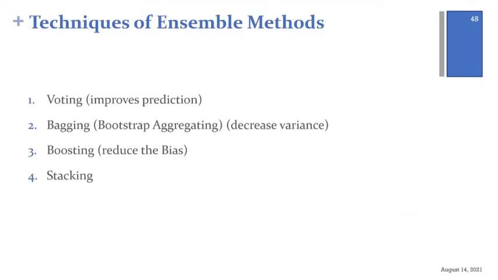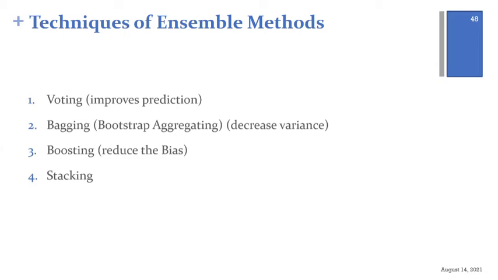So we have the general one, the simple one, voting, which is basically used to improve prediction. We have the one we call bagging, which is bootstrap aggregation. Then we have boosting, and then we have stacking. Inshallah, we are going to pick each of them one after the other and see how it works. So we're starting with voting.